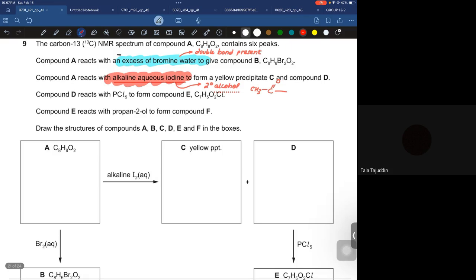Next one is compound D reacts with PCl5 to form compound A. Oh, nice. Reacts with PCl5. What do you mean by PCl5? It means that it must have an OH group, the presence of an OH group. That's why it's going to react with PCl5.